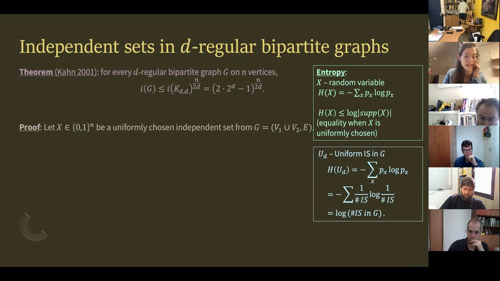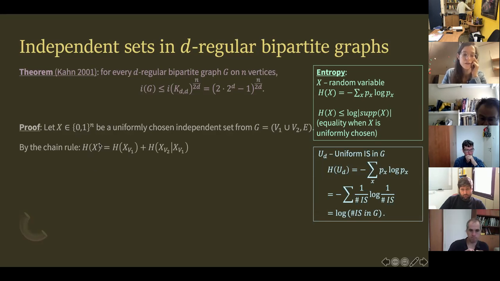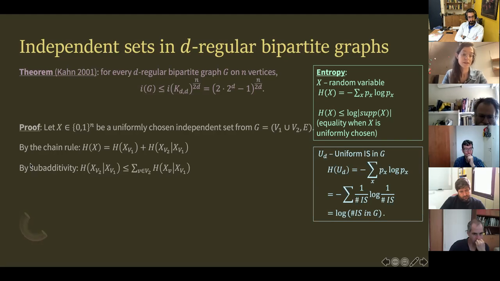So we know that there is some chain rule, so we can write the entropy of X using the chain rule. So just the entropy on the vertices on one part, and then on the other part conditioned on the first part. So this is just another way to write the entropy of X. And then we want to bound both of these elements. So let's start with this one. We will just use subadditivity. It's known that the entropy is subadditive. So instead of writing it like this, we want to write it as a sum vertex by vertex.